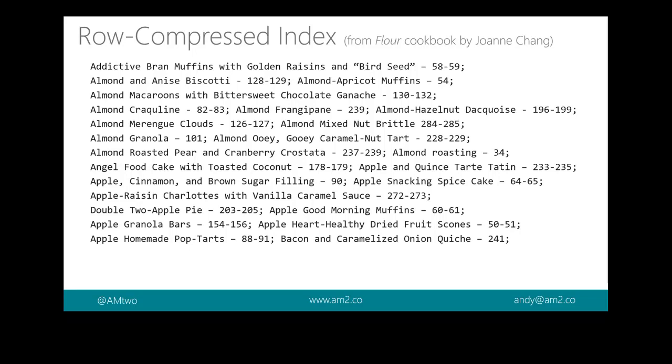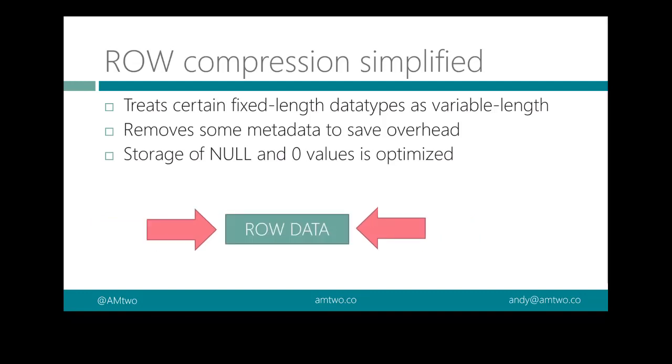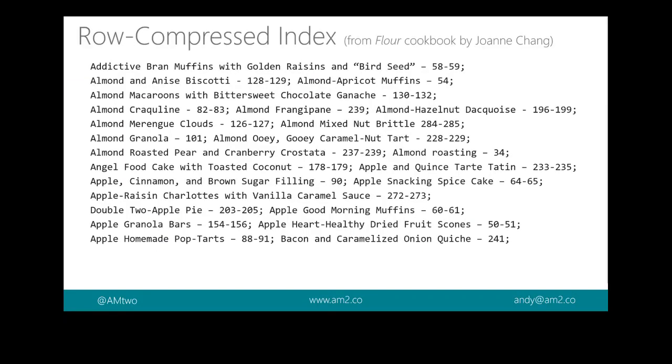You'll notice that I represented this by squeezing out all of the extra space after the recipe name. And now we fit more stuff on disk. If I go back two slides, the uncompressed version only went down to almond roasting. That's as many recipes as it could fit on the page. If I go back up to the row compressed version, now it made it all the way up to bacon and caramelized onion quiche, delicious for brunch or a snack. But we fit more on the page just by getting rid of the extra space, the blanks.